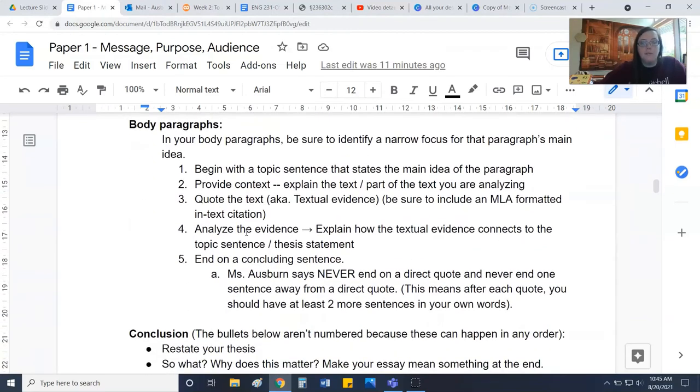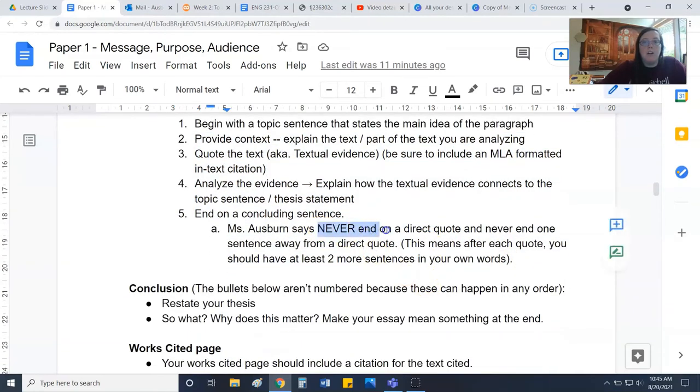Your body paragraphs should make specific claims about purpose, message, and audience. If there are multiple audiences, write multiple paragraphs for each of those audiences. Start with a topic sentence, provide context, provide evidence, analyze the evidence, and then end on a concluding sentence. Remember, make sure that you never ever begin or end a paragraph on a direct quote. Those are breaking some key rules of academic writing.